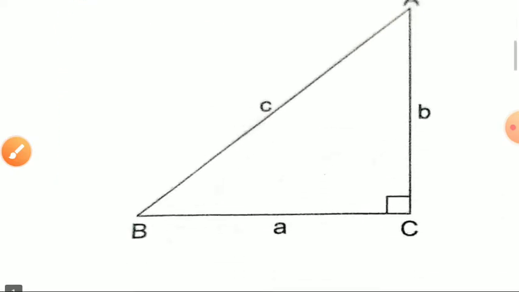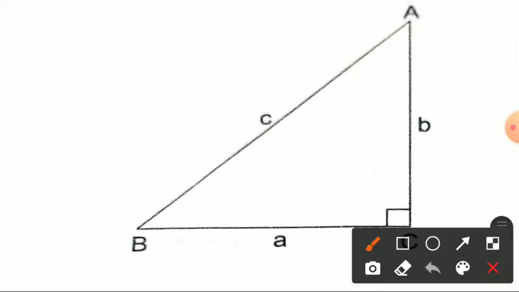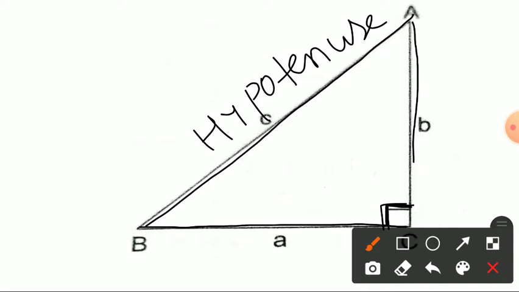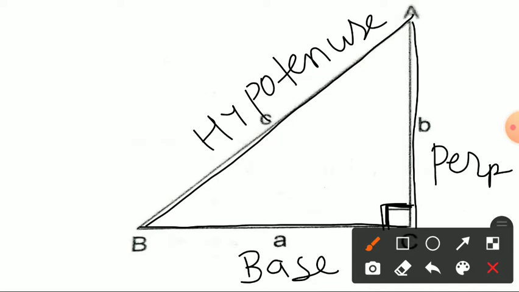So let's look at this figure. Here, this is a right angle triangle. So if it is a right angle triangle, then this side AB is known as hypotenuse, the side opposite to the right angle. And the two sides on which the right angle is formed, one is base and one is perpendicular, so you can consider any one of them as base. So I am considering BC as base and this one as perpendicular.